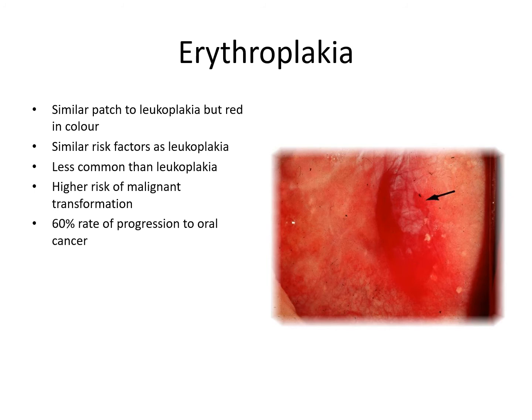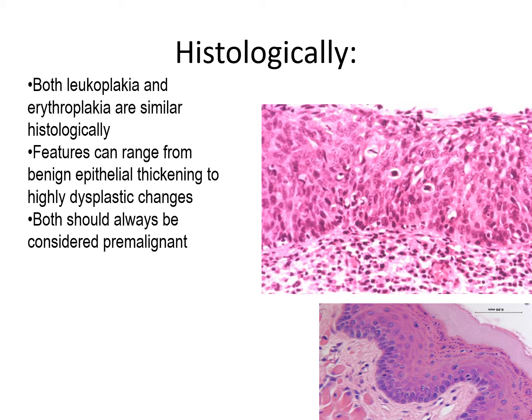So it has similar risk factors as leukoplakia, but it's less common. However, this lesion has a higher risk of malignant transformation. 60% of erythroplakia progress to oral cancer. Both leukoplakia and erythroplakia show similar lesions histologically. There are benign epithelial thickening to highly dysplastic changes that can be seen on these two lesions. Both should always be considered premalignant. And if you see these lesions, please send the patient for biopsy.